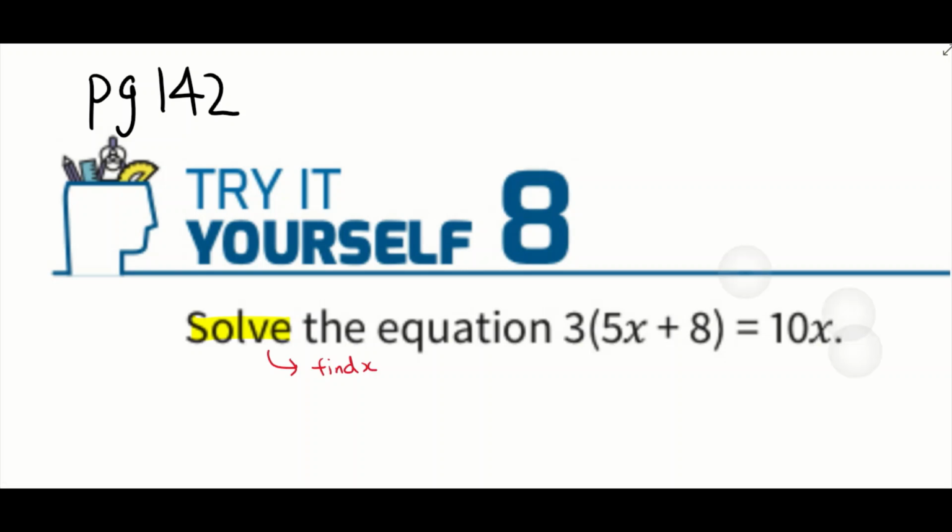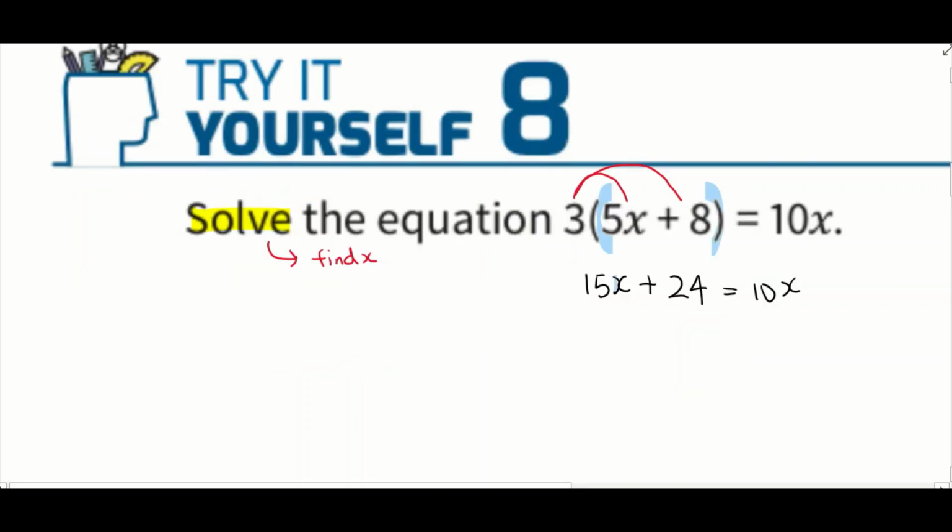And I see a bracket here. How can I do expansion? First step, I will expand 3 times 5x. What is 3 times 5x? 15x. Thank you. 3 times 8, 24. So first step, I will do expansion.